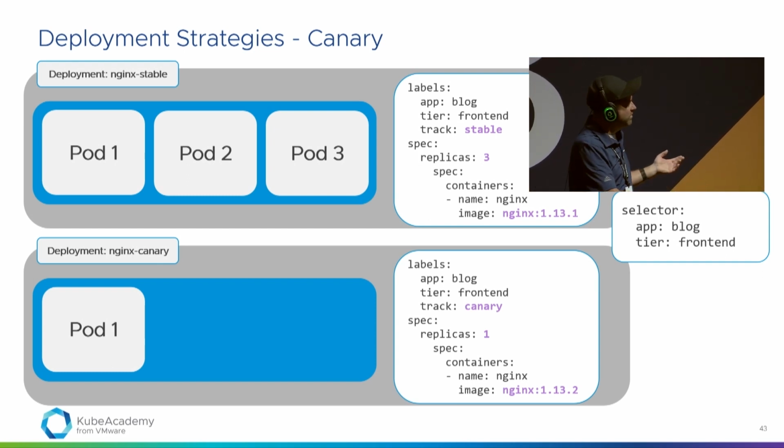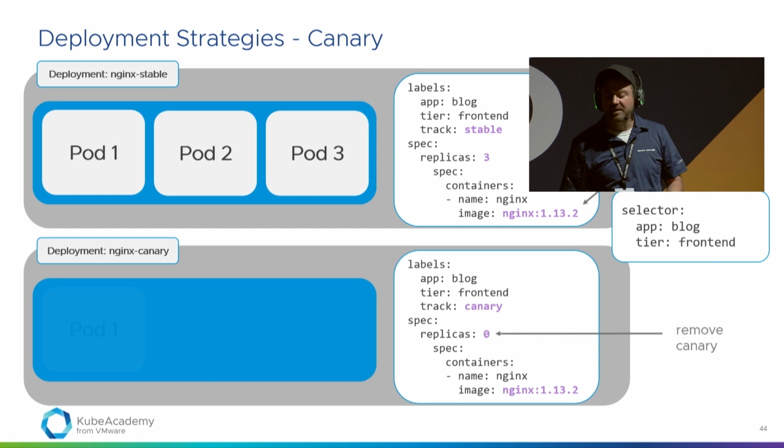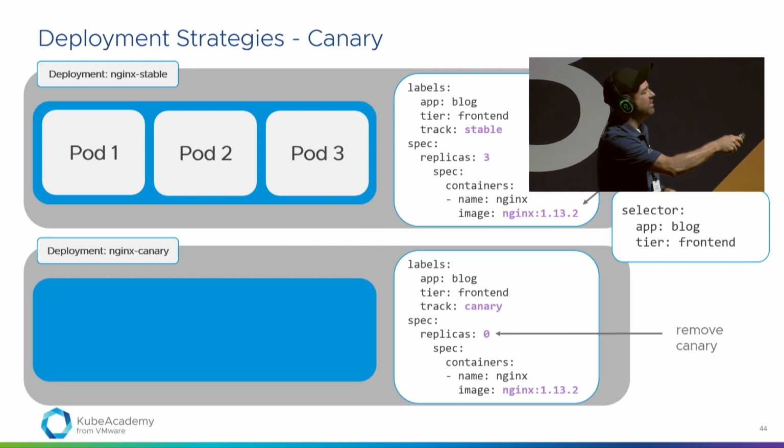If it's not, we'll delete the canary or scale it down to 0 and we'll just leave it with the old version. If it was good, well, we can change this one back to 0 and we can change this one to the new version, and then Kubernetes will automatically do the rolling upgrade back up there for us.